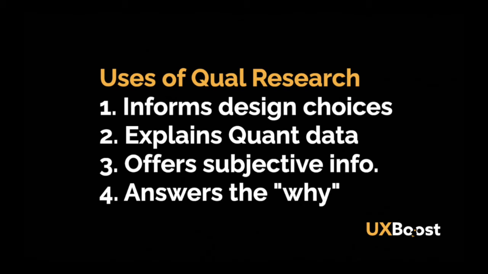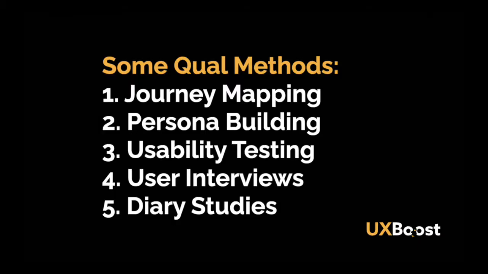It offers subjective information from methods such as user interviews, focus groups, diary studies, and shadow sessions, in order for researchers to make formative decisions. Qualitative answers the why. Some qualitative methods include journey mapping, persona building, usability testing, user interviews, and diary studies. And now let me share a few examples on where best to use each method.